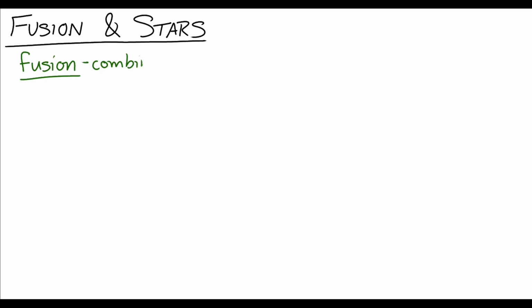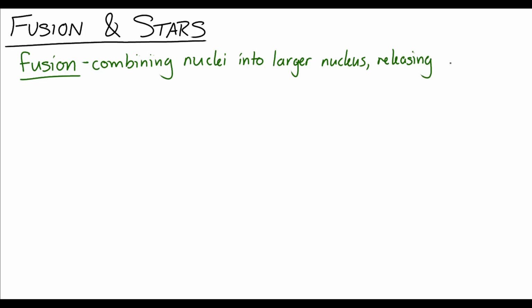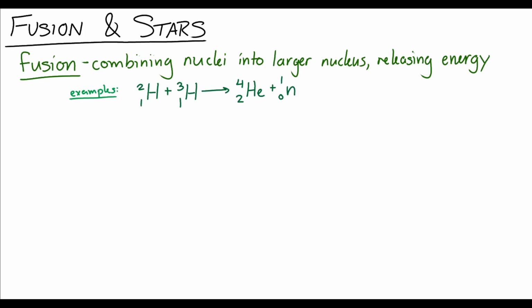Let's take a look at fusion and stars. So fusion is the act of combining nuclei into a larger nucleus and releasing energy in the process. An example of a fusion reaction would be hydrogen-2 and hydrogen-3 coming together to form helium-4 and an extra neutron. Another example would be 3 heliums coming together and fusing into a carbon-12 nucleus.